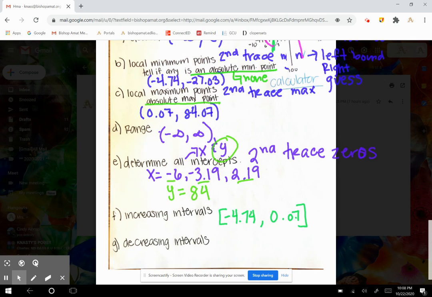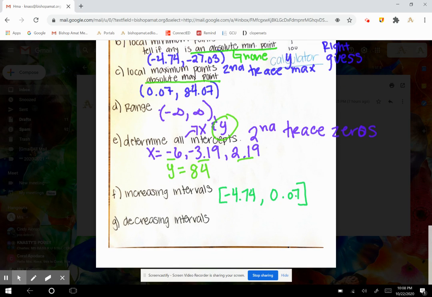So you can get those purple values on your calculator. Or really, if you think about it, it's exactly from your increasing intervals. It stops at the increasing intervals. So it goes from -infinity to -4.74. It stops. It picks back up at 0.07 and goes to positive infinity. Make sure those look like soft brackets. Okay, that's the lesson for today.